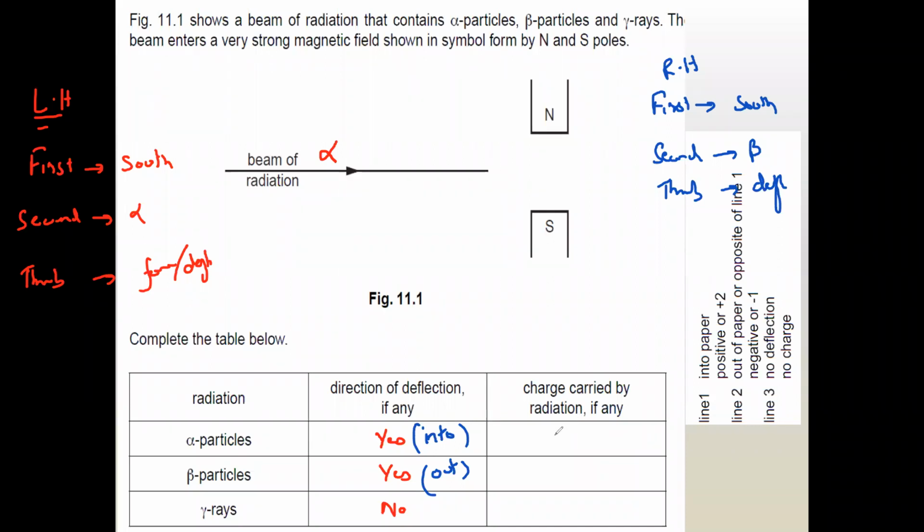next the charge: what charge does alpha carry? Alpha carries a positive charge. What does beta carry? It carries a negative charge. And what is the charge of gamma? There is no charge on gamma.